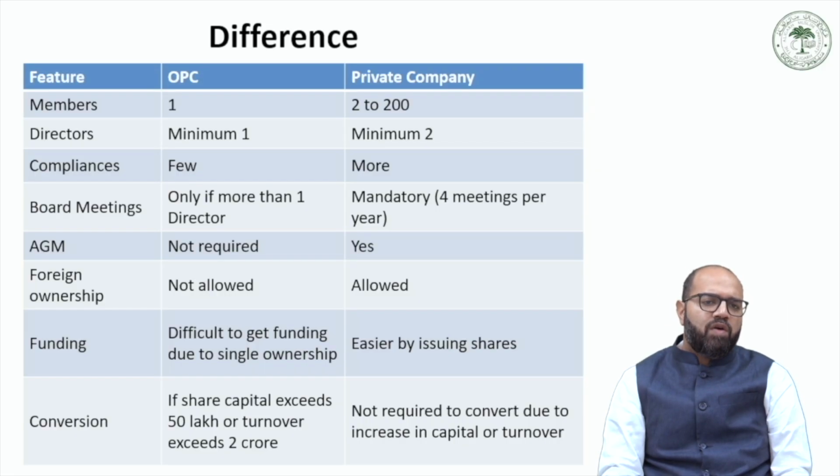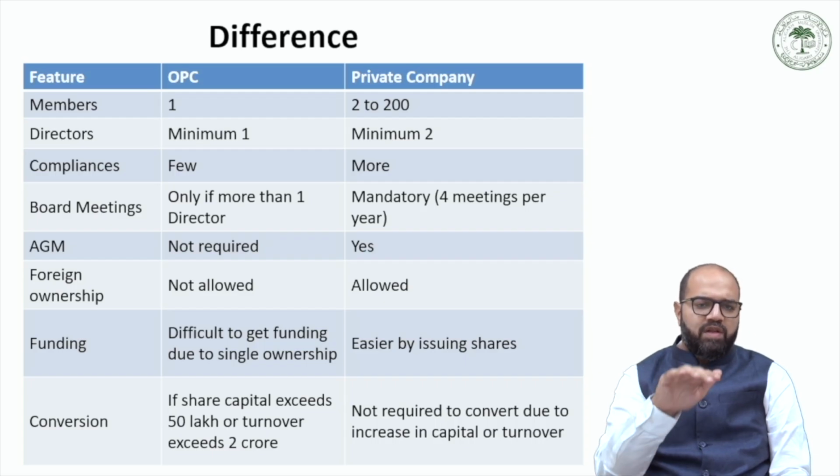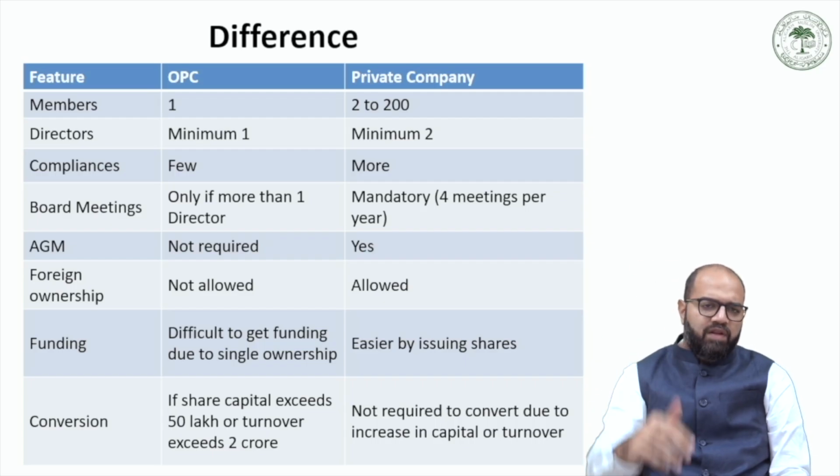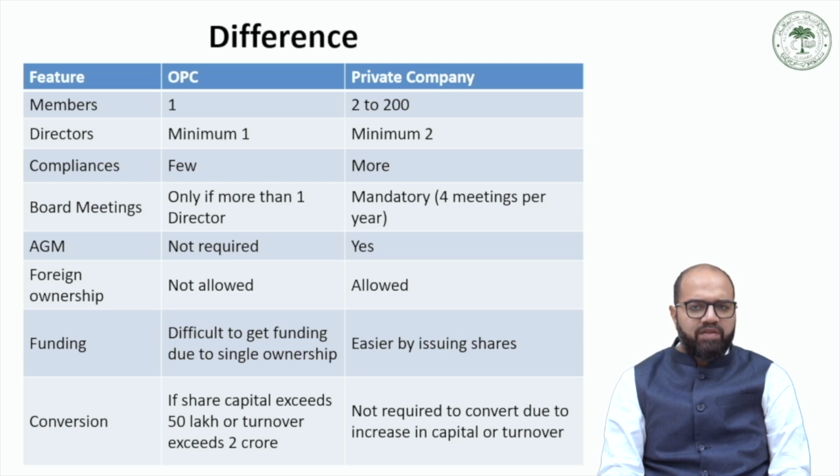The compliances or regulatory relaxations are few for an OPC, as we discussed in the previous slide, as compared to a private company, which has to undergo more rigorous compliances as compared to an OPC, but less than a public company. Because the public company, if it is listed on the stock exchange, it has some additional compliances to meet of the stock exchange where it is listed. So a private company in terms of compliance falls in the middle. Public company has the highest number of regulations and compliances, then a private company, and least for an OPC.